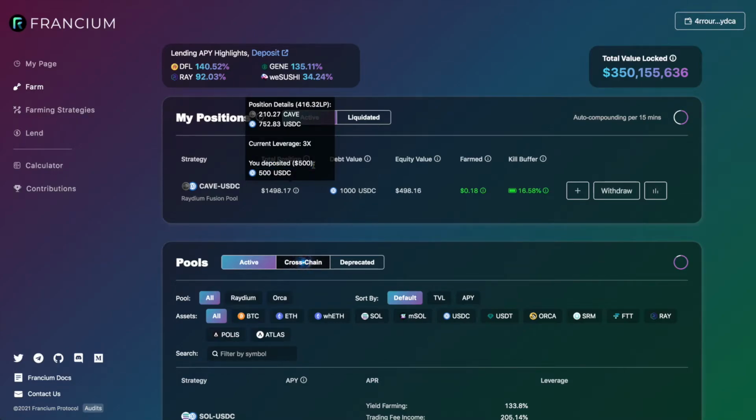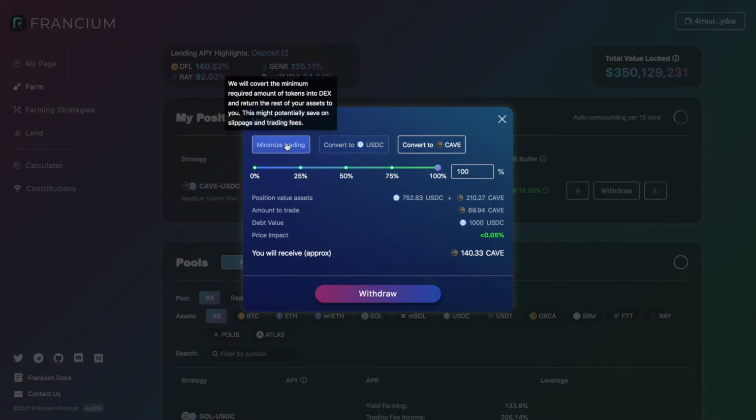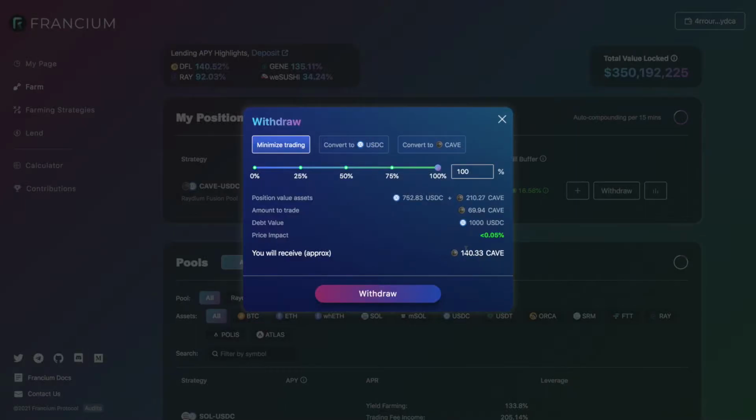Now, if you want to go and exit this position, all you have to do is click withdraw, and you can basically withdraw in USDC, withdraw in Cave, or minimize trading. So it will choose the lowest number of coins that it has to trade between to get out. So in this case, it would give you 140.33 Cave tokens.